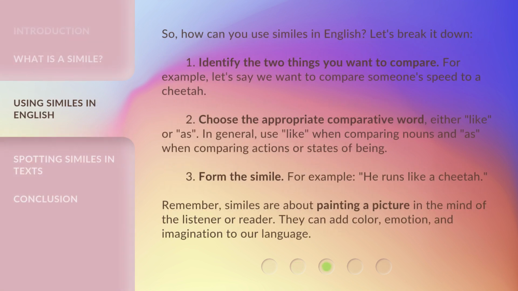So, how can you use similes in English? Let's break it down. 1. Identify the two things you want to compare. For example, let's say we want to compare someone's speed to a cheetah. 2. Choose the appropriate comparative word, either like or as. In general, use like when comparing nouns and as when comparing actions or states of being. 3. Form the simile. For example, he runs like a cheetah.